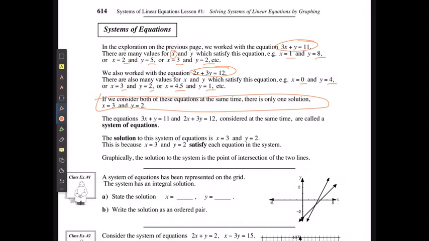The equations 3x plus y is equal to 11 and 2x plus 3y is equal to 12, considered at the same time, are called a system of equations. If you think of what a system means, multiple parts working towards one goal. So when we're talking about a system of equations, we're talking about two or more equations that relate to one given problem. The solution is going to be 3 and 2 because it's the only solution that satisfies both of the equations.